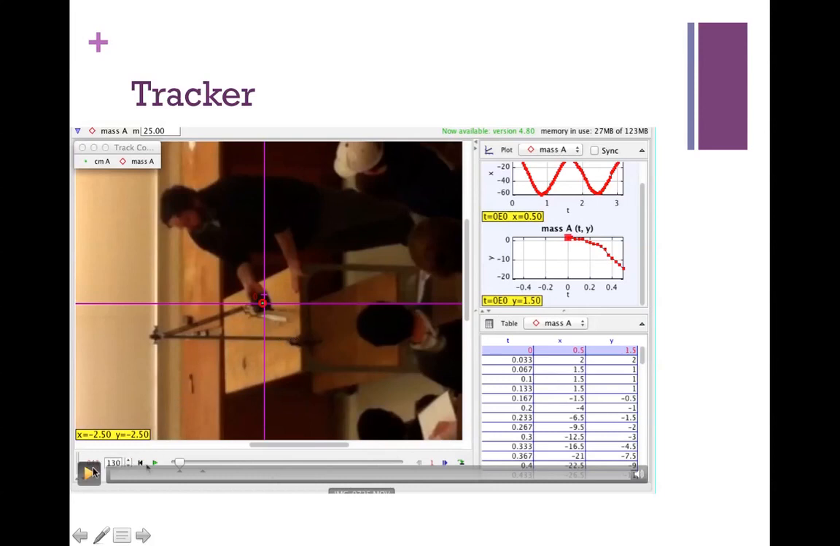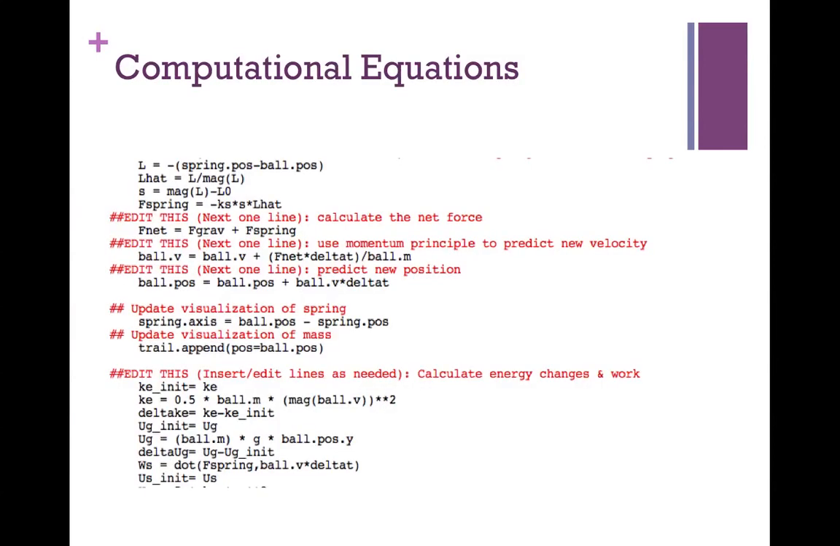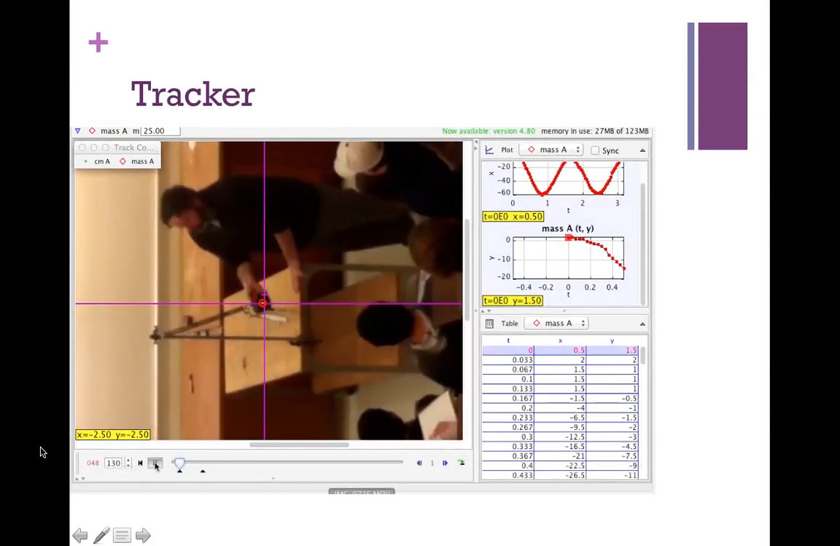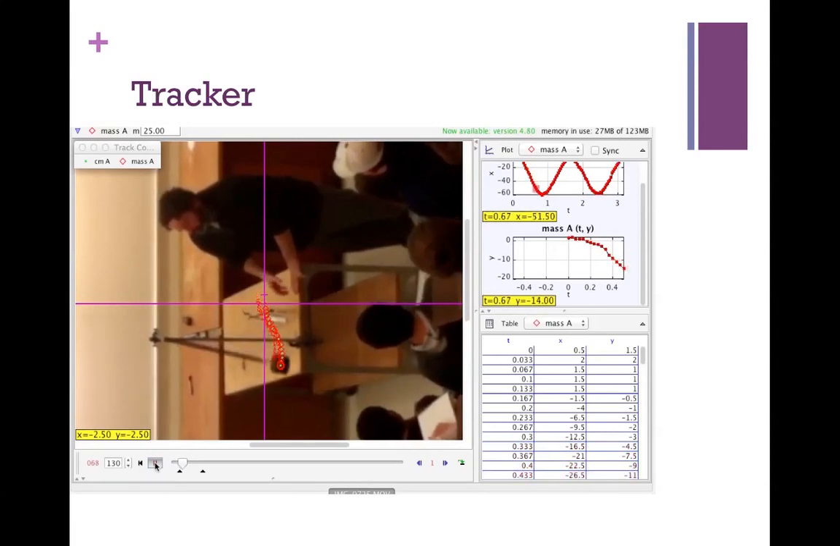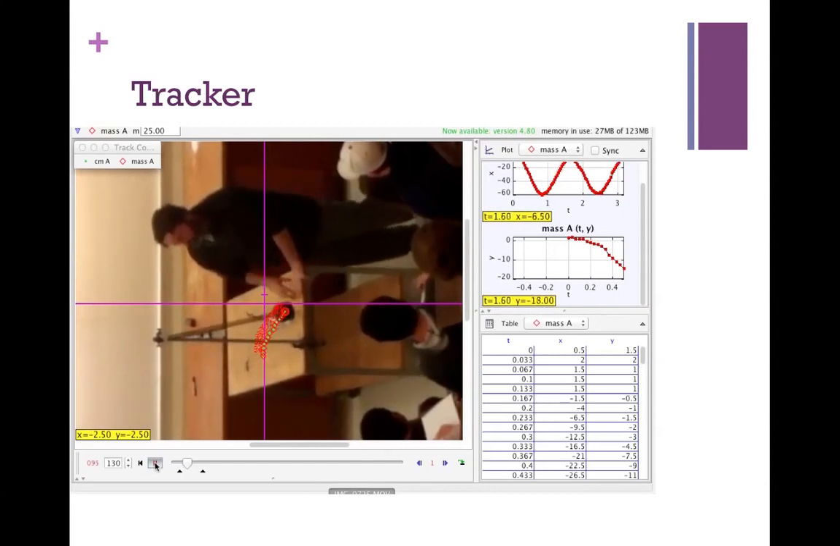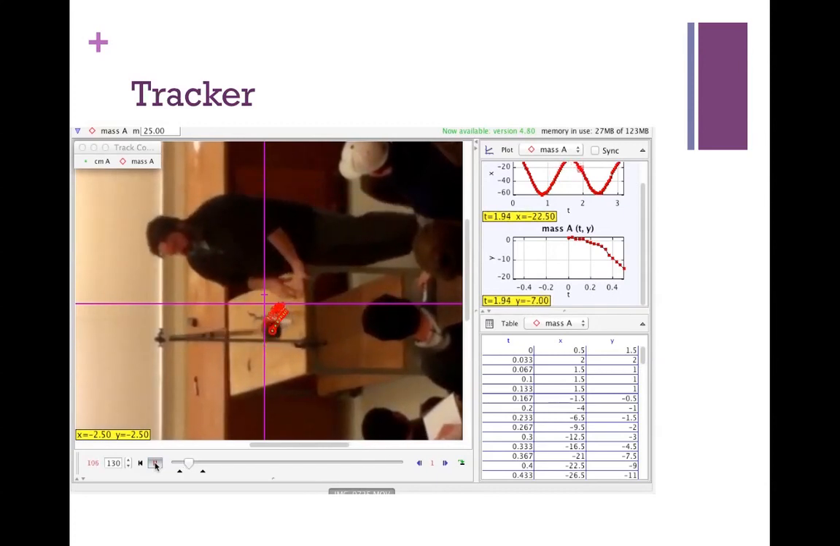So this is the tracker of when he did a demonstration in class. You can see the graphs forming, and we'll get to the graphs later, but it has 2 dimensions. It's moving both in the x and y. It goes up and down, side to side.